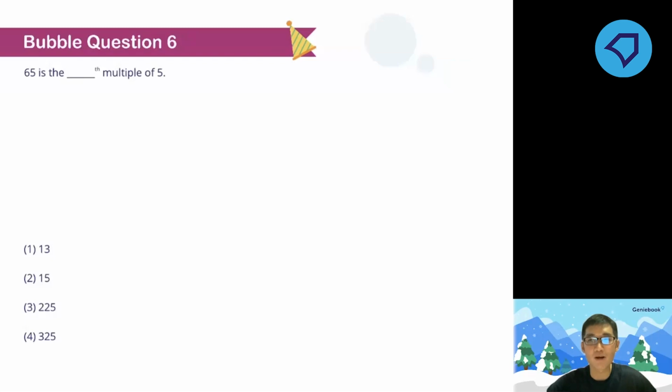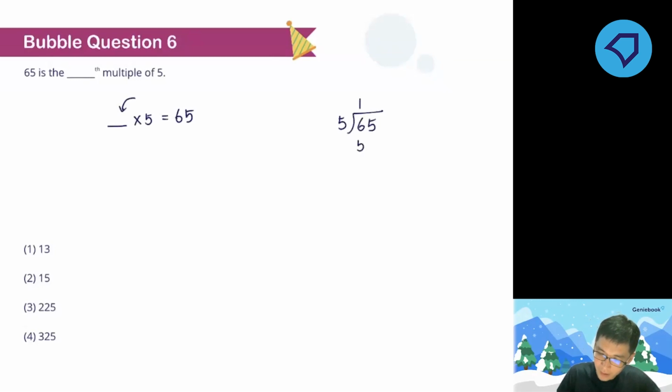I know the multiplication table is easier, right? Multiples are easier. So we know that this particular multiple of 5 will give me 65. In other words, this number multiplied by 5 must be equal to 65. So how to find this number? We just do the opposite. We'll do division. You take 65 divided by 5. So 13 multiplied by 5 would give me 65. So 65 is the 13th multiple of 5.